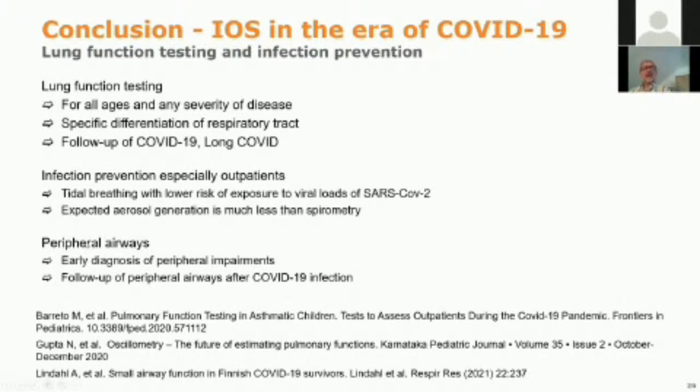So, and then you have peripheral airways determination. That means an early diagnosis based on tidal breathing, especially of peripheral impairments. And as I already said, it's a useful method in the follow-up of peripheral airways after COVID-19 infection.